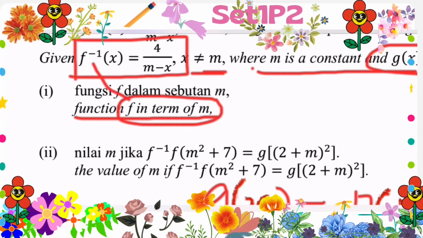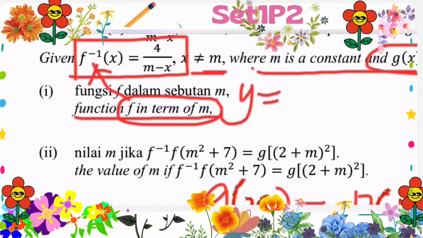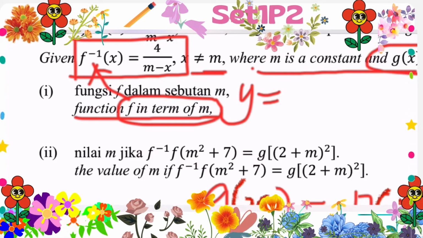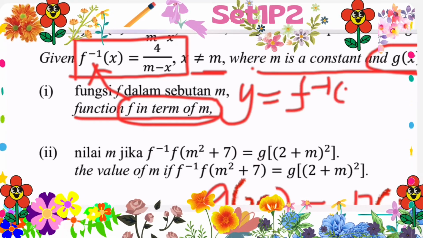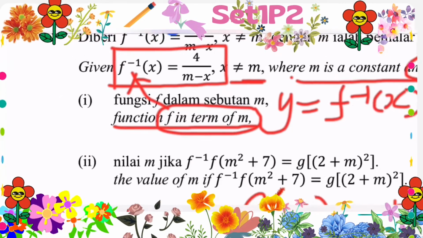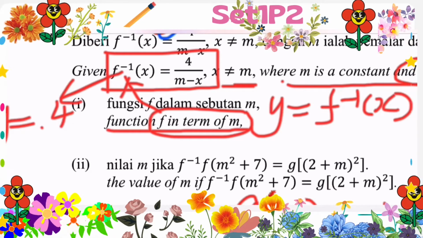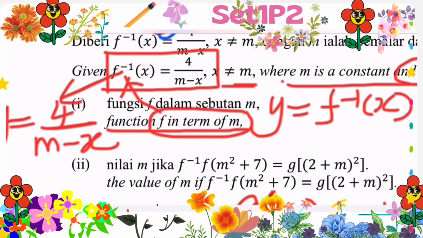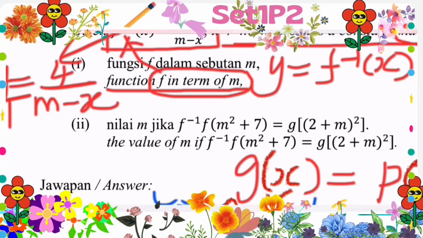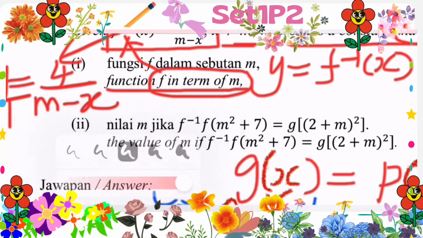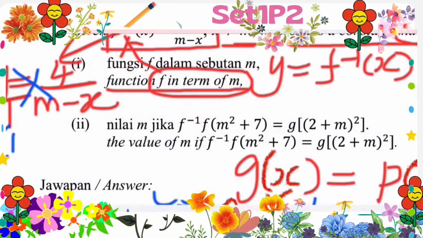So if you are given the inverse, you want to find the function back. The way to do it is the same as finding the inverse when the function is given. So you let y equal to the inverse of f. So we will do here y equal to 4 over m minus x, right? If you can find the x, that means you can find the function. The same story.